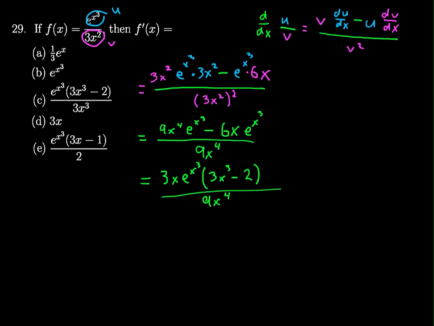And now let's see what we can do. This 3 and this 9, 3 divided by 9 is 1/3. This x and this x to the fourth is x to the now third. And you might see it now, I'll write it out for us. So we're left with e to the x cubed times 3x cubed minus 2, all divided by 3x cubed. I'm sorry, this was a 3x cubed, not 3x squared in the numerator. And so we are at C, e to the x cubed times 3x cubed minus 2, divided by 3x cubed.